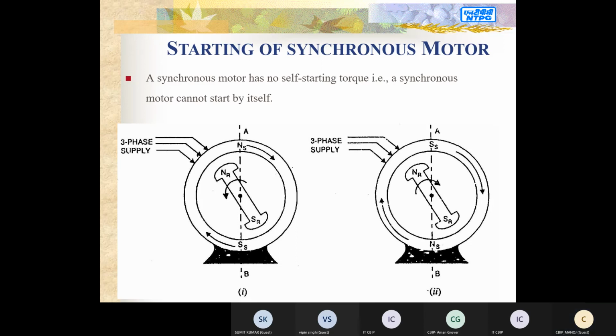Yes, sir. So by variable frequency drives, or by changing the frequency, we can start a synchronous motor in an easy manner. Is it clear to everyone? If you have any doubt, you can ask. Yes, sir, please. One query, sir.